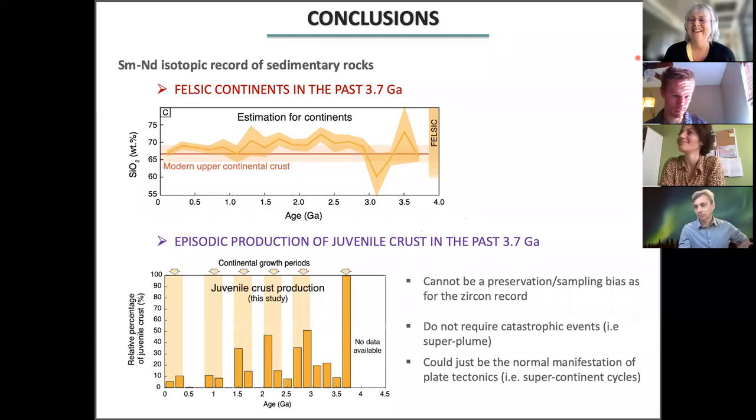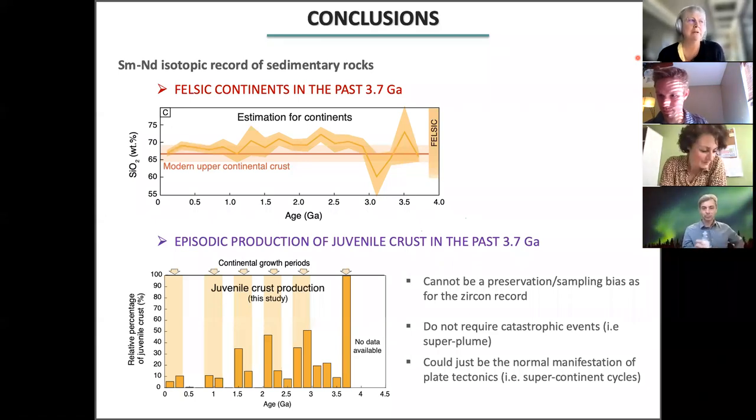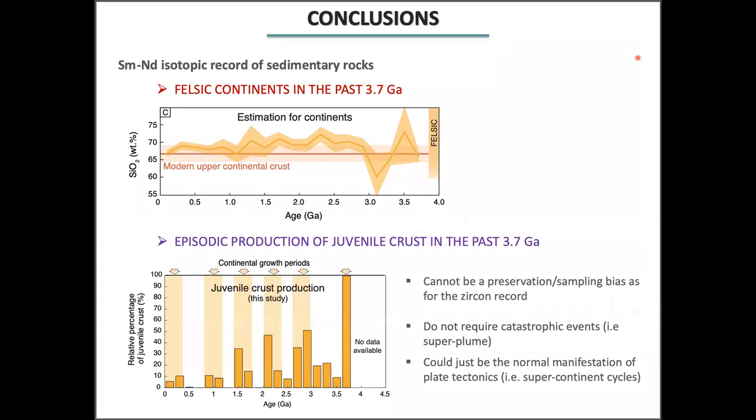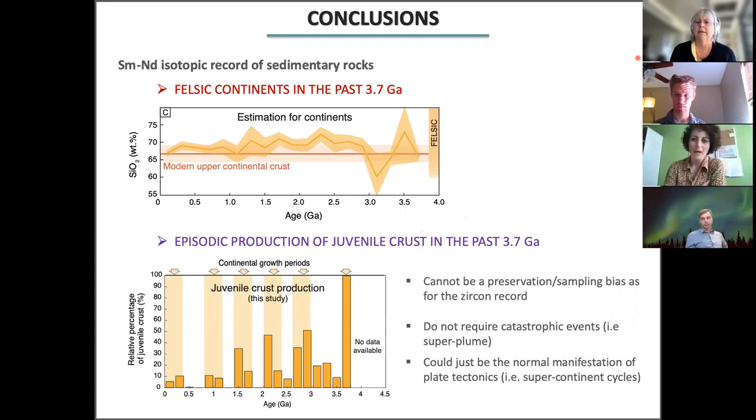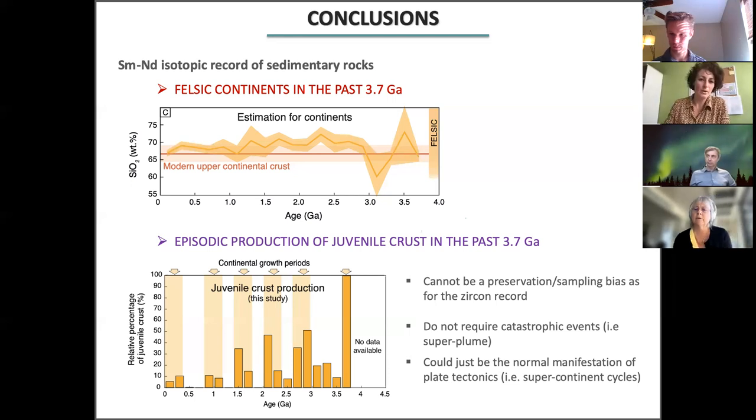Hi, Roberta. I have a question about how you inverted for silica content using the samarium-neodymium ratios of the sediments. And in particular, did you account for the fact that felsic igneous rocks are probably going to have an order of magnitude more light rare earth elements than mafic or ultramafic rocks? Yes. Yes, so in fact, this is taken into account in the model.